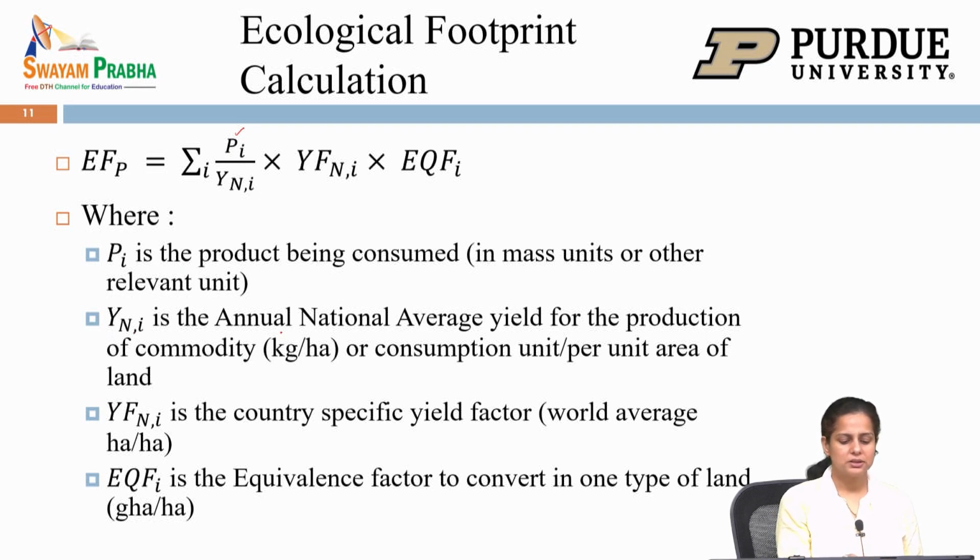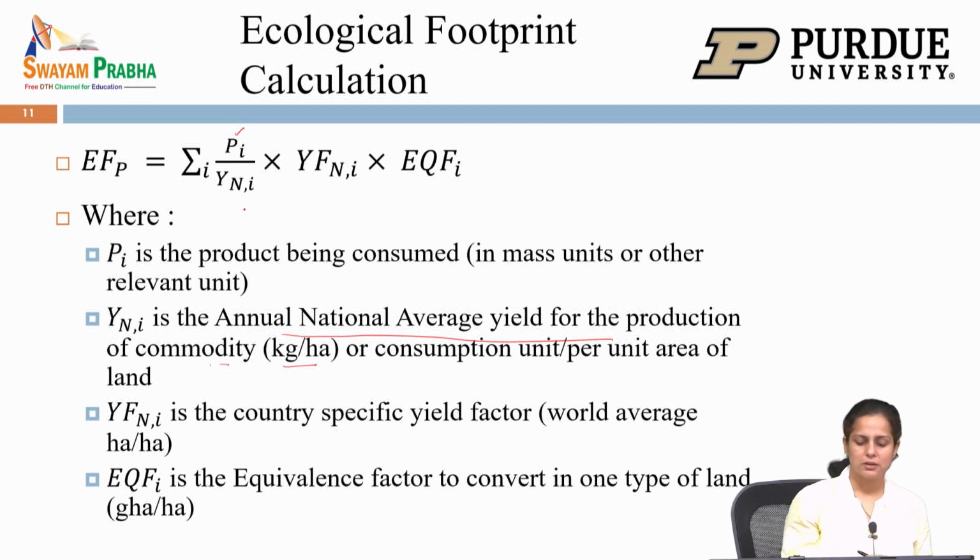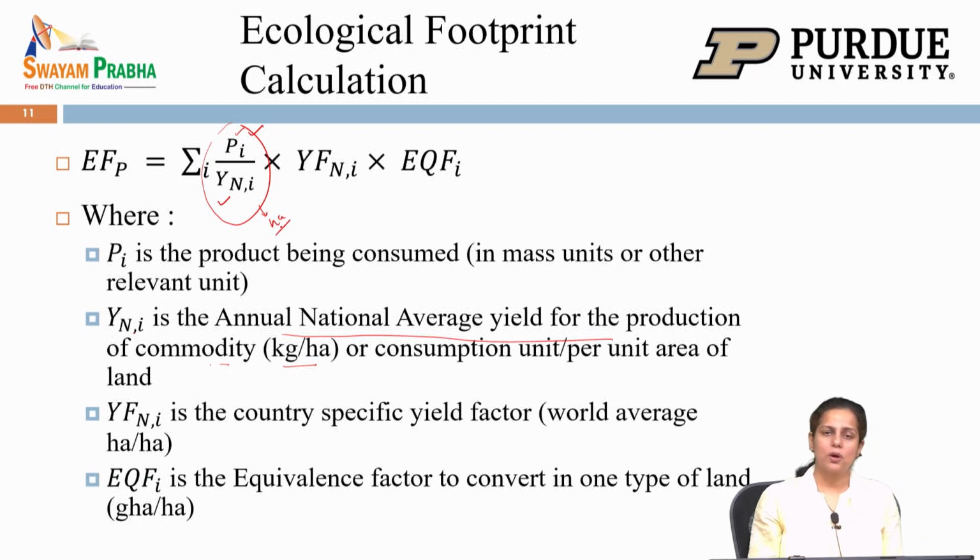Y_N,i, which is the denominator, is the annual national average yield for the production in terms of kg per hectare. So, let us say you are making that biomass or product in one country, then you can divide that product by the yield, so that you know how much land area is required to make that product that is an input to your process or whatever product you are looking at. Okay. So, now the first part of this equation is giving me the local hectare. So, it is giving me what land is required in the region where I am calculating the ecological footprint for producing the product that is an input to your life cycle, or it is the product of your life cycle.